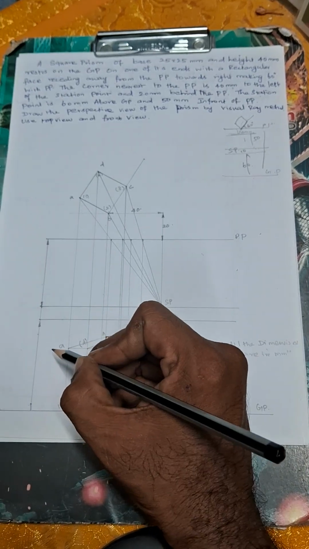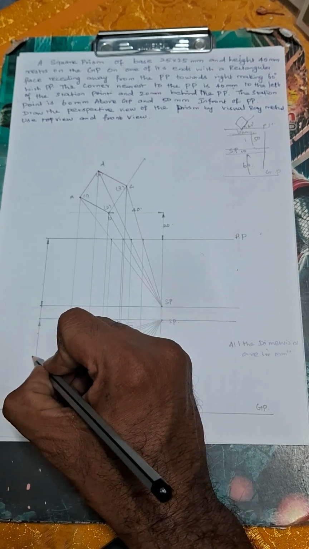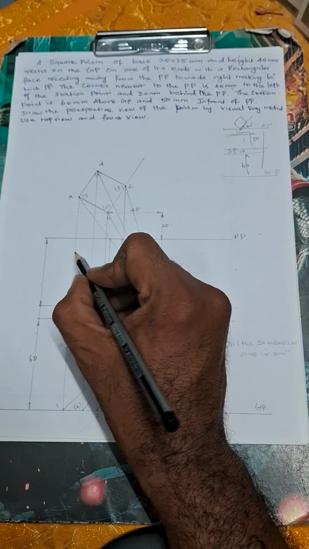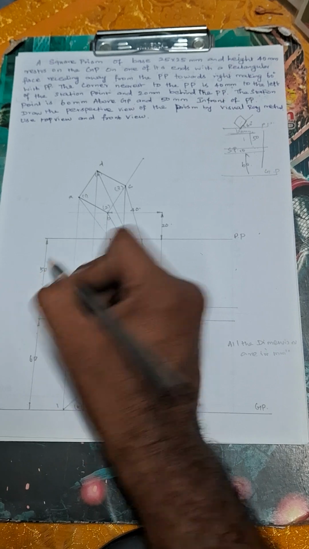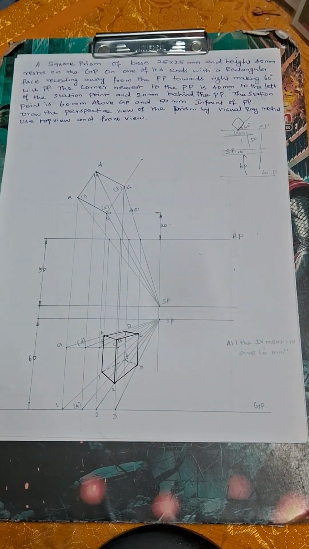So above HP distance is 60 mm, and also this is my 50 mm in front, right. So take that final view. Thank you.